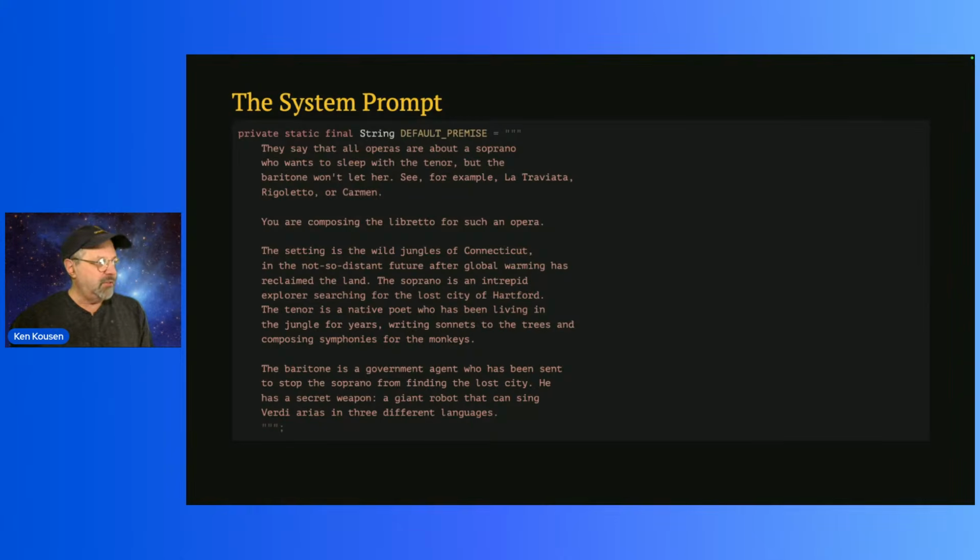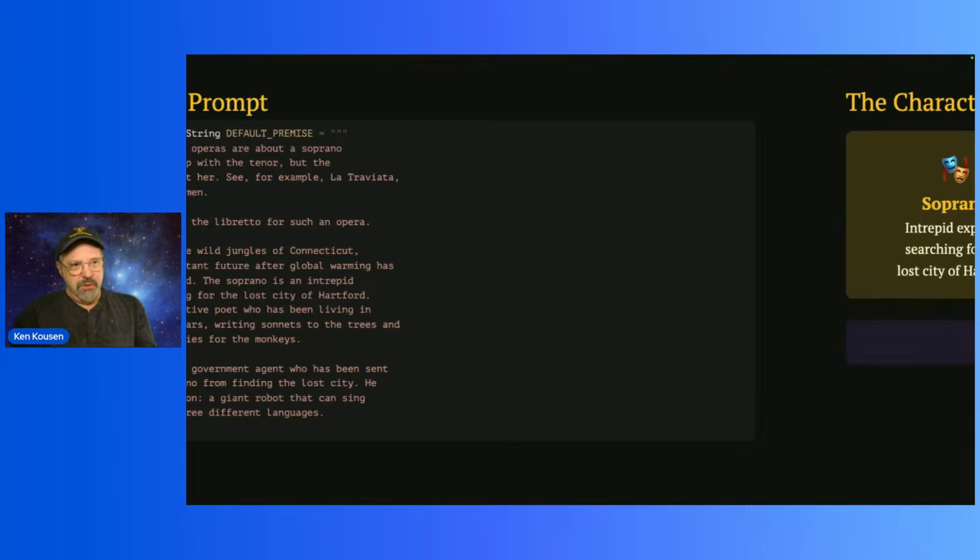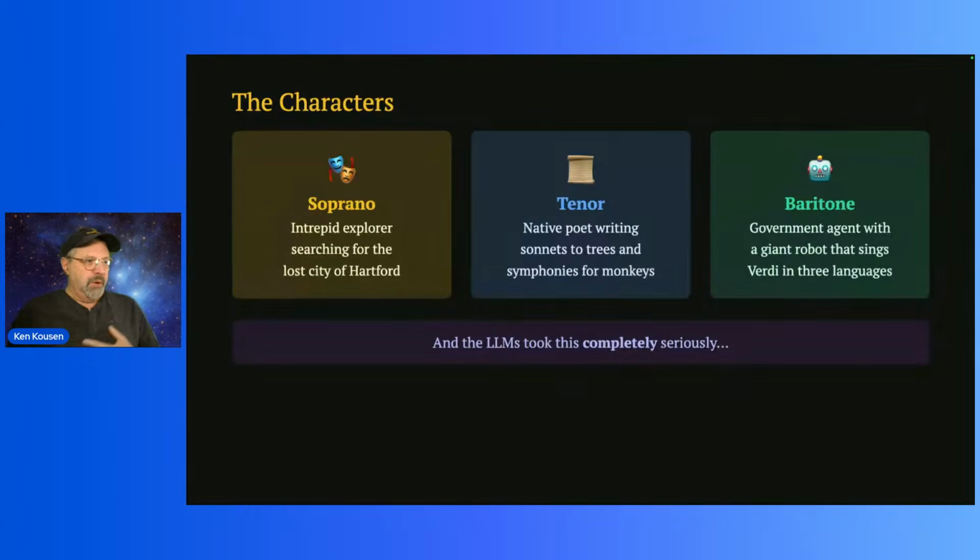And the soprano is this intrepid explorer searching for the lost city of Hartford, Connecticut. The tenor is a native poet who's been living in the jungle for years, writing sonnets to the trees and composing symphonies for the monkeys. And the baritone is a government agent who's been sent to stop the soprano from finding the lost city and has a secret weapon, a giant robot that can sing Verdi arias in 3 different languages. So that's about as silly a situation as I could think of. And of course, you'll see how everything gets taken quite seriously. So there's the basic lineup of who we have.